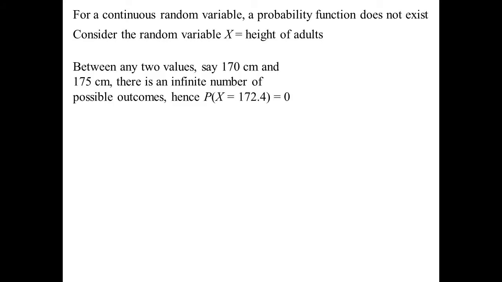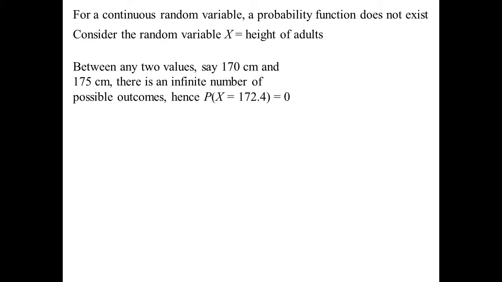So between any two values, say 170 and 175 centimetres, there would theoretically be an infinite number of possibilities, because you can keep breaking the measurement down and down and down. So therefore, the probability that our random variable is 172.4 must be 0. Sounds weird. There's no chance of that happening.